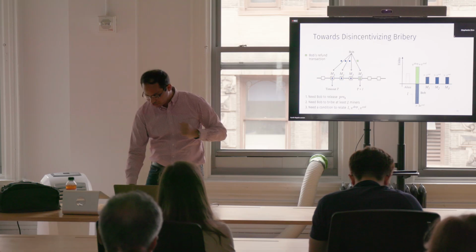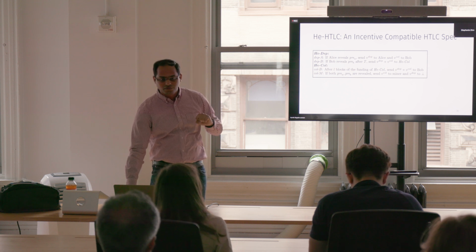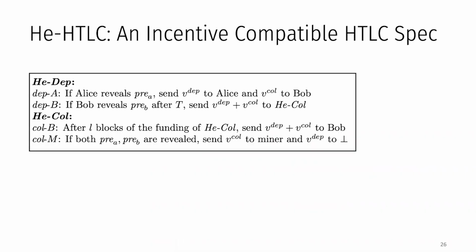Okay, if there are no more questions, then let's quickly look at what our implementation says. Again, it's very simple. I'm going to just step through how this protocol would behave under different situations. Okay, the first situation is where Alice reveals pre-A. In that case, pre-A is available, and you can take this path dep-A, where Alice gets back this money VDEP and Bob gets back vcall.